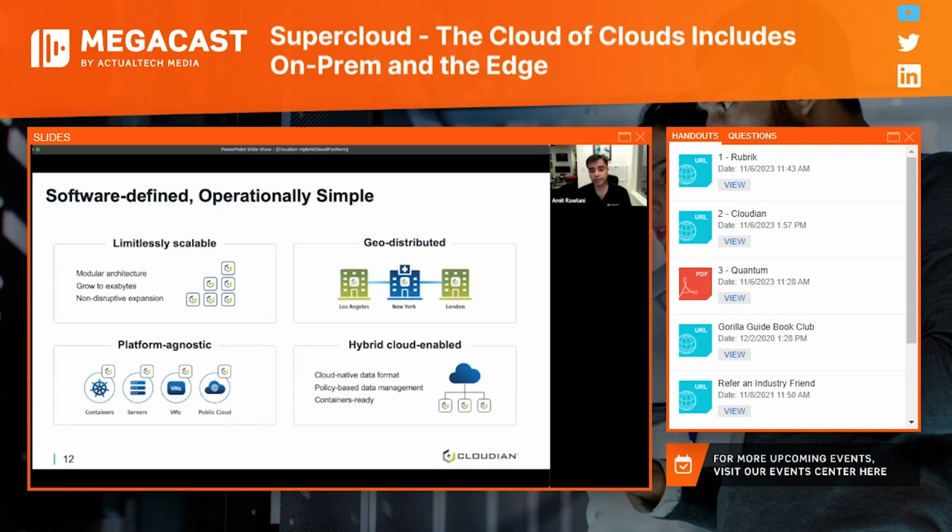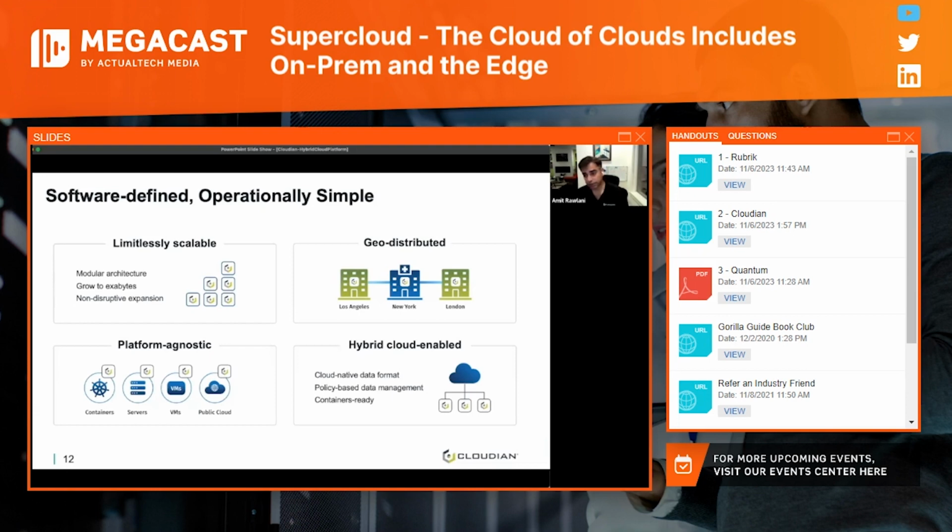There are 4 characteristics that make Cloudian the most powerful solution today to address your hybrid cloud needs. Let's start with limitless scalability and modular architecture. Each Cloudian software instance is a node, and all Cloudian nodes work together to form a scalable cluster, and you can grow the cluster simply, non-disruptively, by adding one node at a time, right? Cloudian nodes can be deployed on any platform, whether it's containers, virtual machines, industry standard servers, or public cloud. It works across the place. It can be located anywhere.